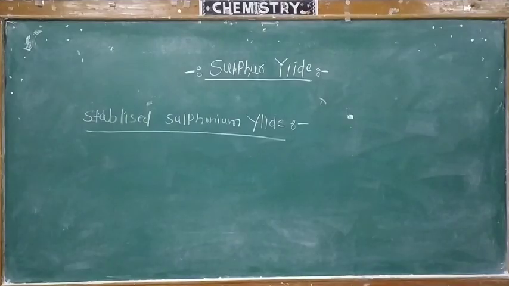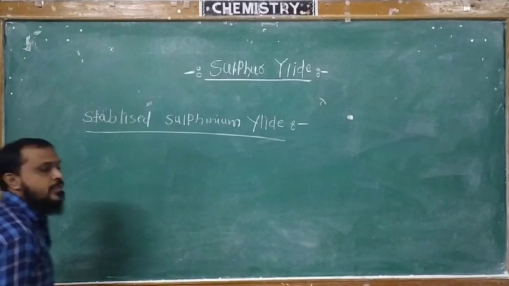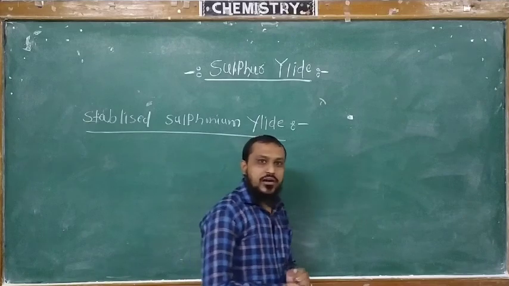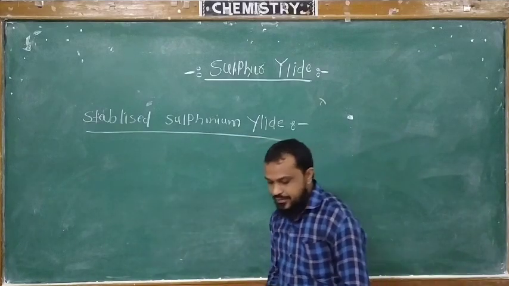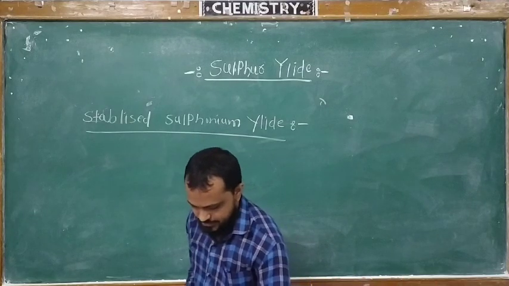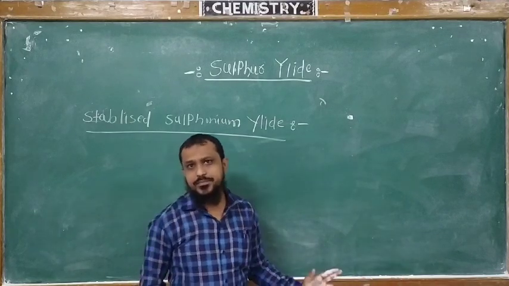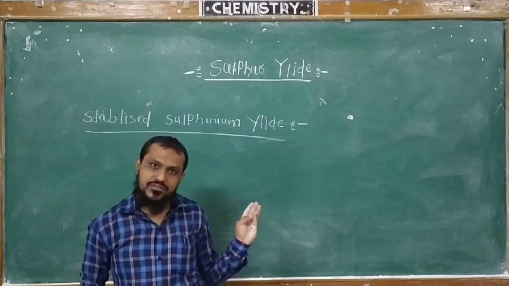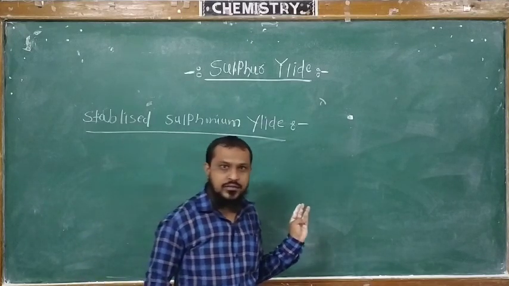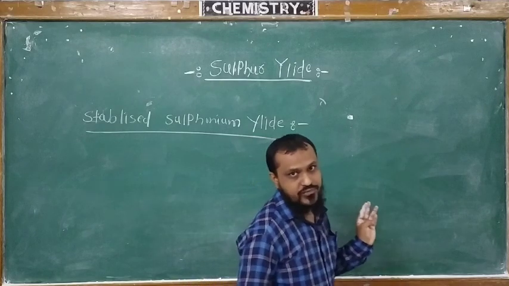Now I am going to explain how to prepare stabilized sulfonium ylide. We know that sulfonium ylides are prepared in two steps. The first step is formation of salt, second step is formation of final product. So what will happen in the first step?